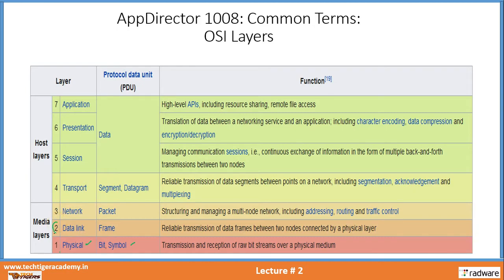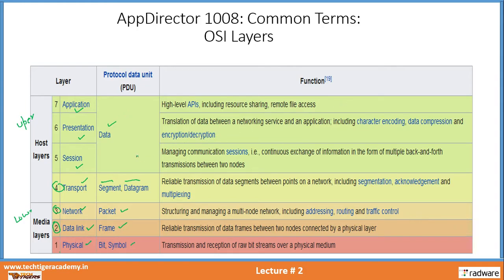The second layer is called the data link layer. It deals with frames. The third layer is called the network layer. It deals with packets. The fourth layer is called the transport layer. It deals with segments as well as datagrams. The fifth layer, the sixth layer, and the seventh layer are also called the upper layers, and these 3 layers only deal with the data, right? And these are the different functions performed at each layer.